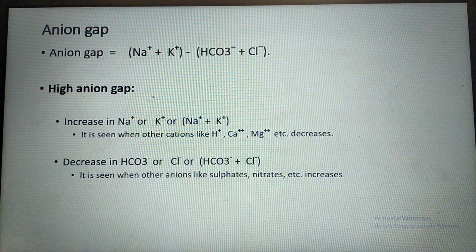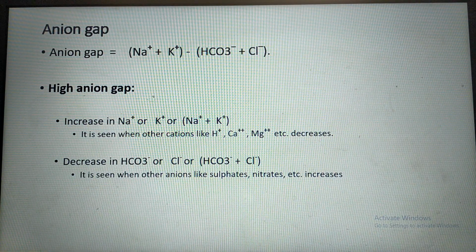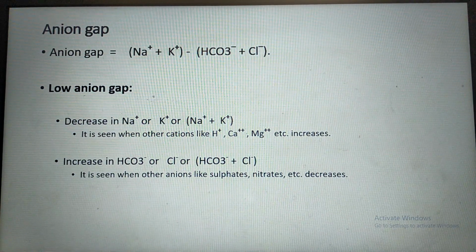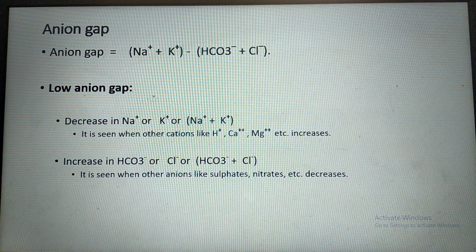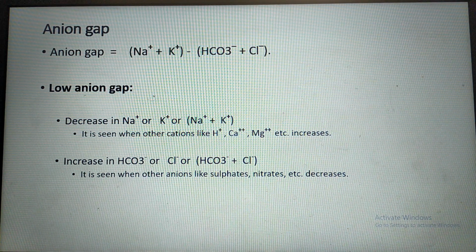So this is a conceptual question. If you understood this, then you can easily remember the causes of high anion gap that we will study in the further lecture. Now coming to the low anion gap. Low anion gap is the reverse of high anion gap. So low anion gap means a value less than 12 millimole per liter.